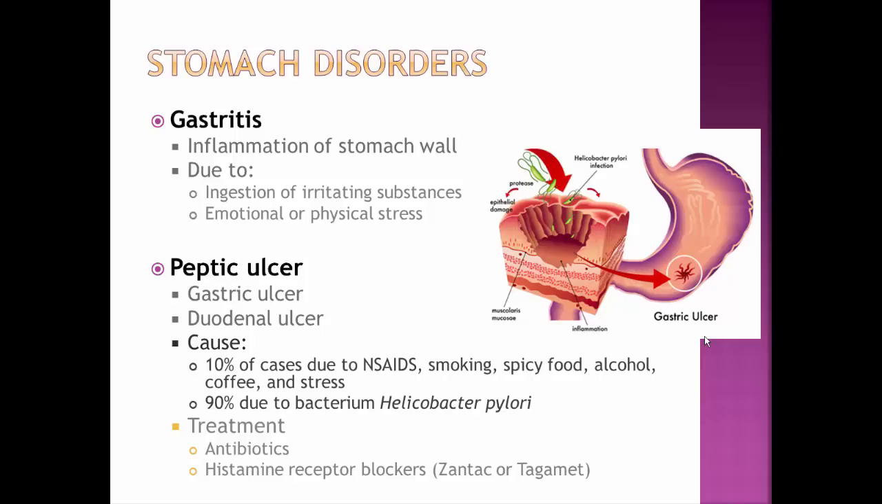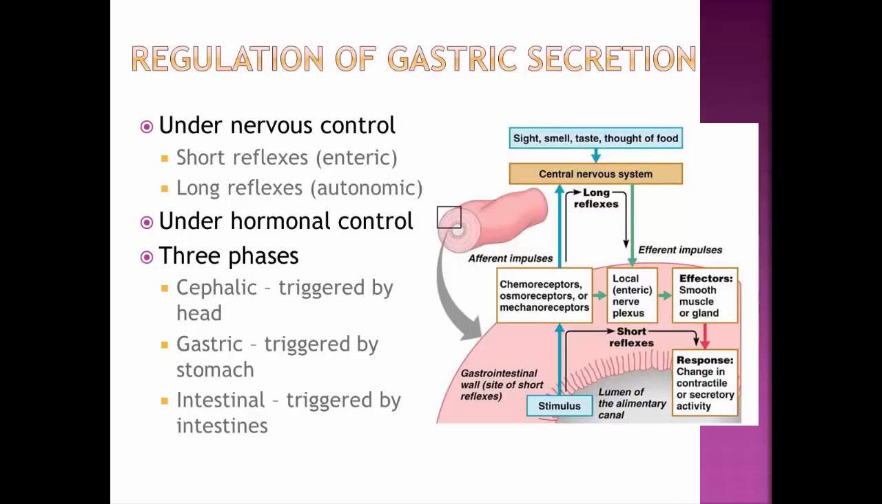Now, treatment, of course, could be antibiotics to kill off the H. pylori, or histamine receptor blockers, or really proton pump inhibitors as well, to reduce the acidic content of the stomach to help prevent any damage to the stomach wall.